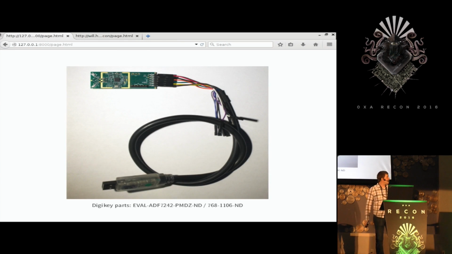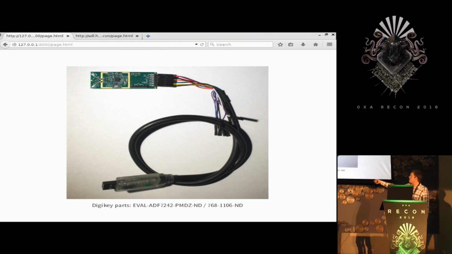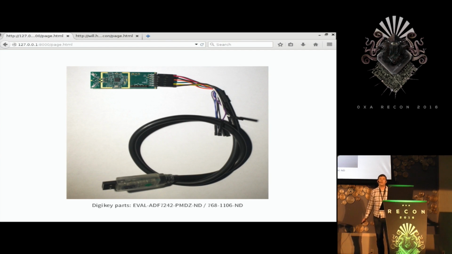So this is our particular all you need for a test bench. This is all you need. I've put the DigiKey parts up there if you want it, but you can find them both on Mouser or any other distributor. All you need is an FTDI cable and the little dev board you can get. So it's really easy to hook up to your computer. I've actually got it with me today. If anyone wants to see it after the talk, just come bug me.